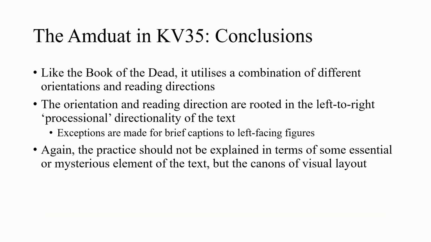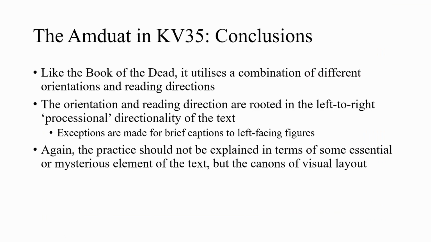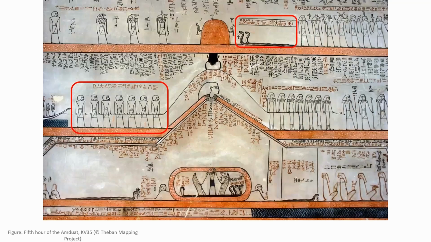So the conclusions for the Amduat are very similar to the Book of the Dead, because it's also a composition which combines prograde and retrograde writing. It comes from the directionality of the text, as you could see, the figures going left to right from one hour to the next. And again, the practice could hardly be explained by some mysterious element, because as you can see, if anything, retrograde writing helps the text to be laid out and read in a smooth manner. And if the retrograde writing was supposed to represent the reverse nature of the underworld, there would be no explanation for the occasional use of prograde writing.